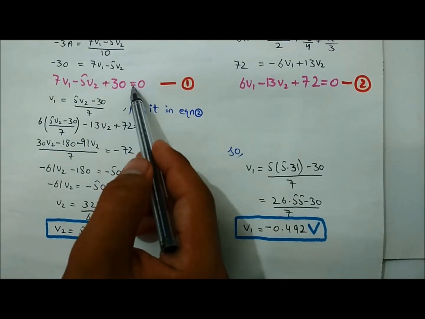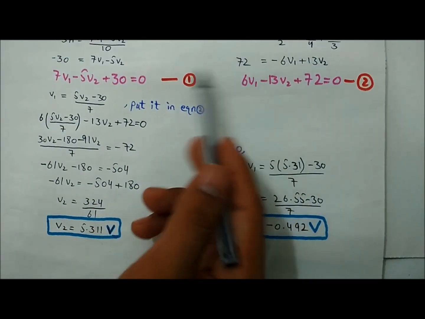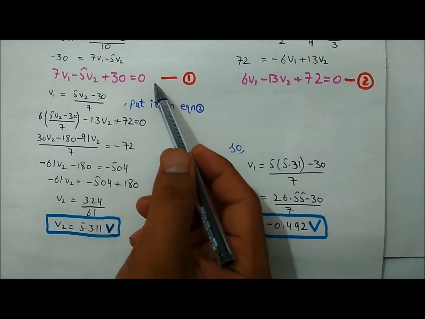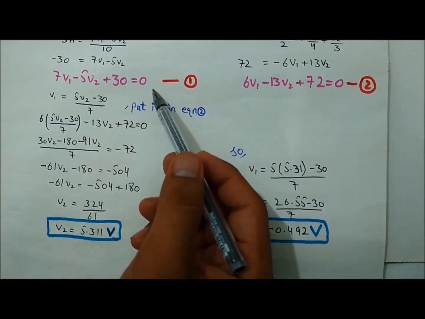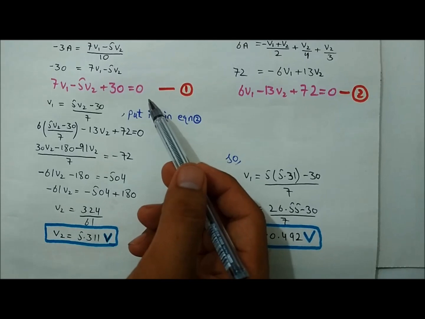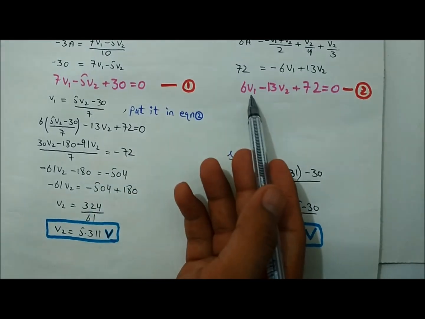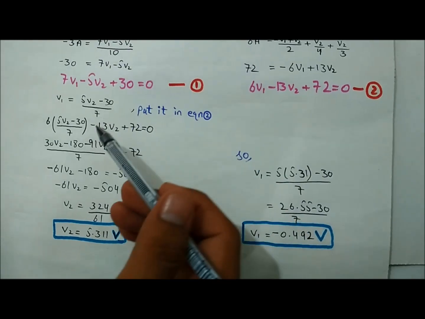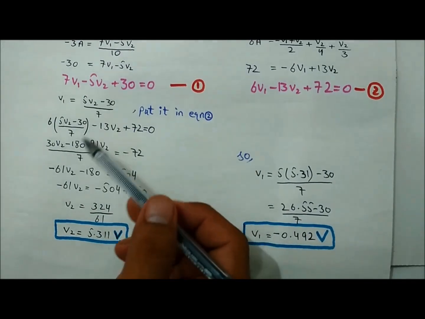After getting the equations of those two non-reference nodes, there are three methods by which we can solve these two equations. The first one is the substitution method, the second is solving the two equations simultaneously, and the third is Cramer's rule. But here I will do it with the substitution method.